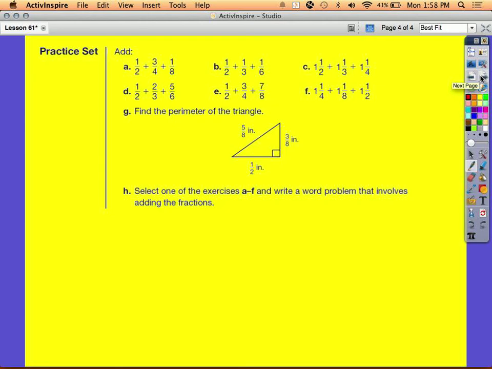So go ahead, do the practice set, don't worry about letter H here. You don't need to write a word problem. So, if you have any questions, make sure you come to class and ask them.